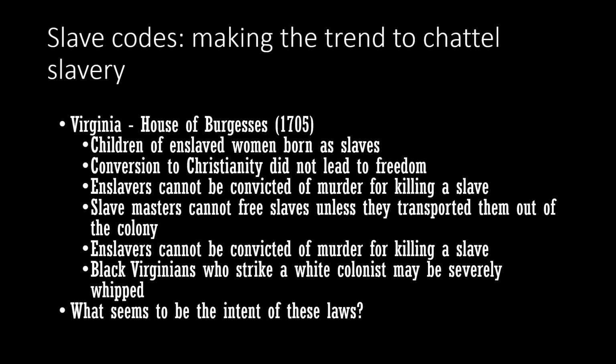Another thing we see here is that one of the other things the Virginia House of Burgesses legislates is that Black Virginians who strike a white colonist may be severely whipped. So this goes for whether you are an enslaved or an emancipated African living in the colonies. And what I asked here at the end is to think about what seems to be the intent of these laws.